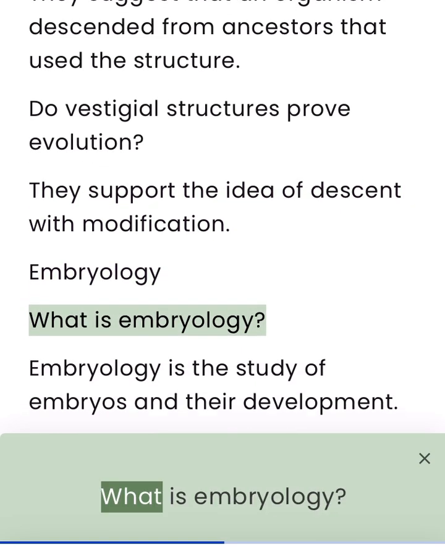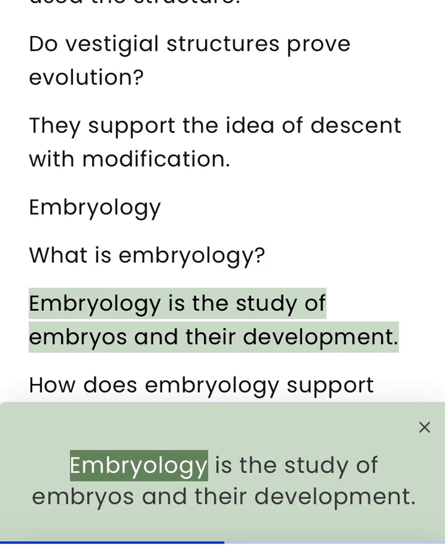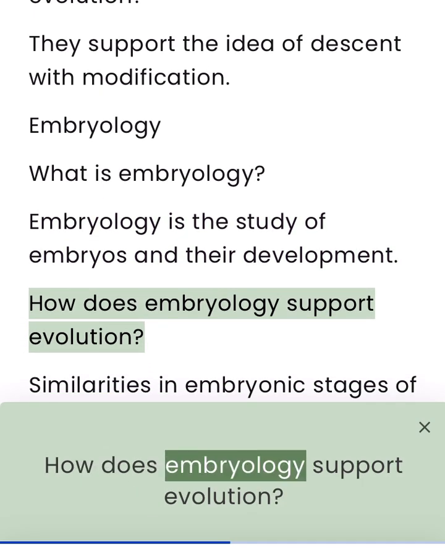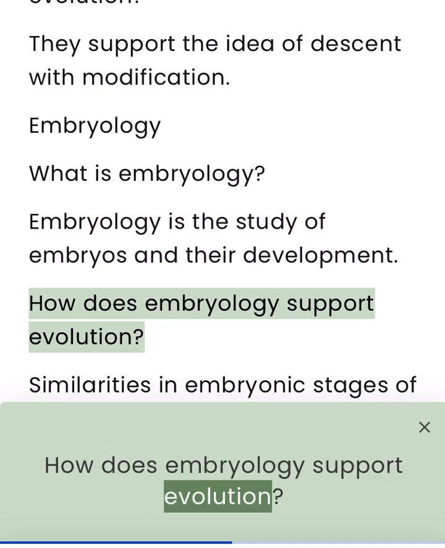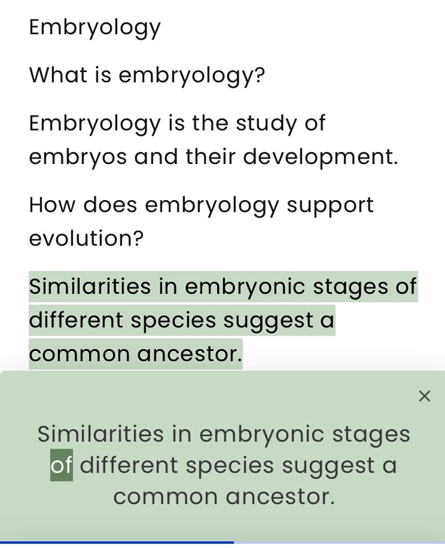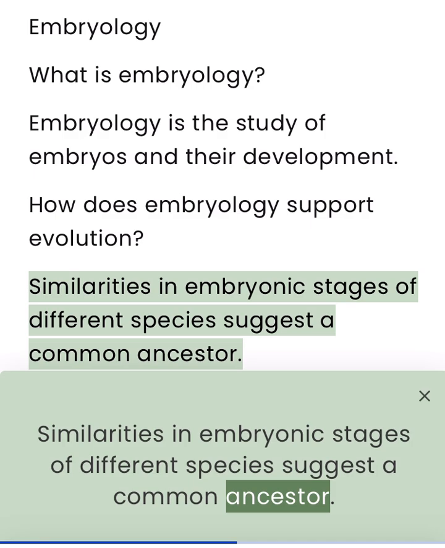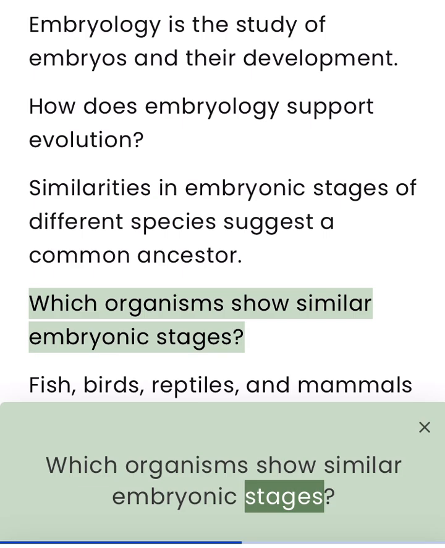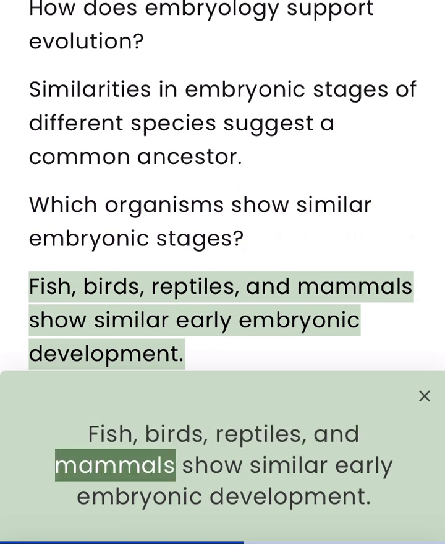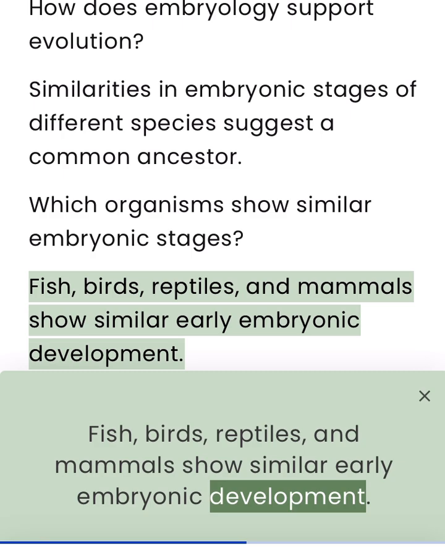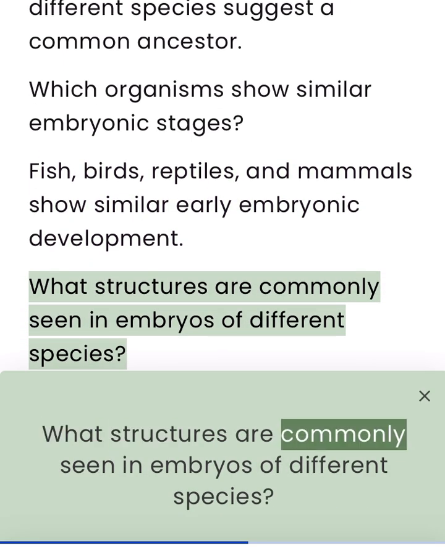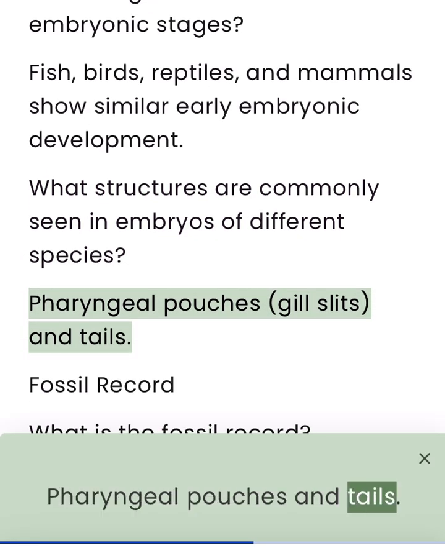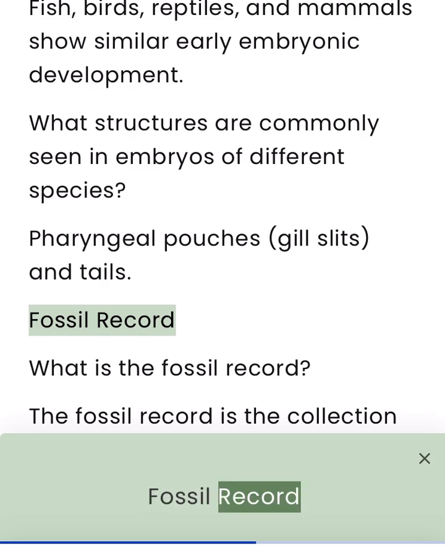Embryology. What is embryology? Embryology is the study of embryos and their development. How does embryology support evolution? Similarities in embryonic stages of different species suggest a common ancestor. Which organisms show similar embryonic stages? Fish, birds, reptiles, and mammals show similar early embryonic development. What structures are commonly seen in embryos of different species? Pharyngeal pouches and tails.